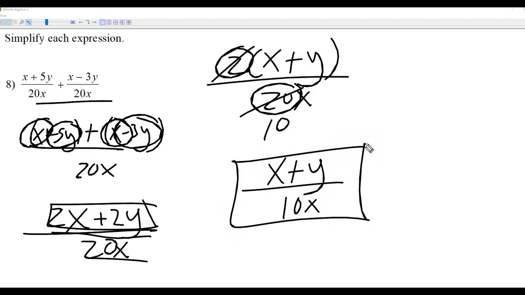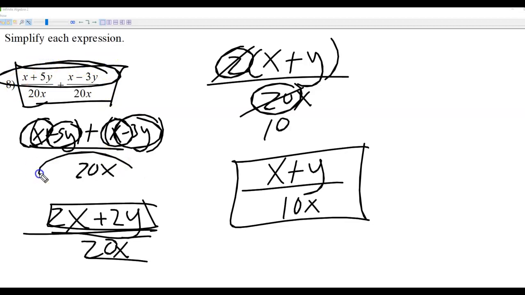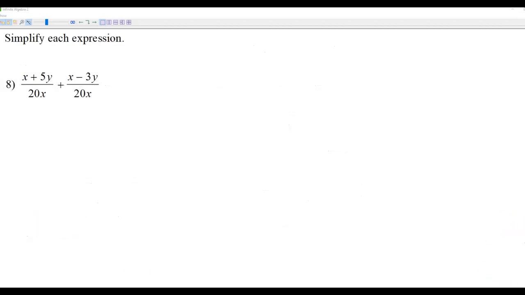That's our final answer. So basically, the big gist of it is that when they have a common denominator, just add the tops together with that common denominator. If possible, factor and reduce at the end. You'll find that it's not always possible to reduce these things. Something you check for. If you can, do it. If you can't, don't stress about it. Now we're going to move on to another problem.